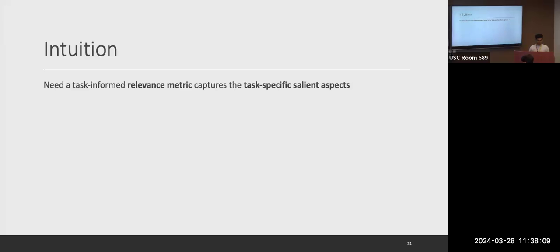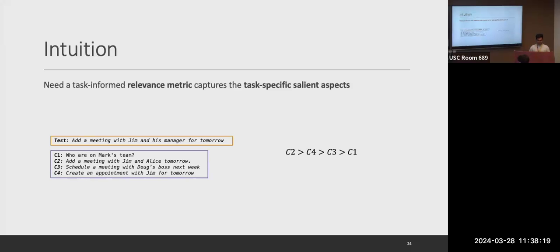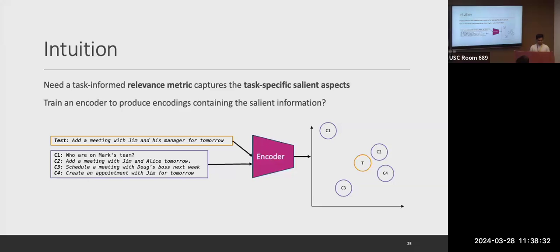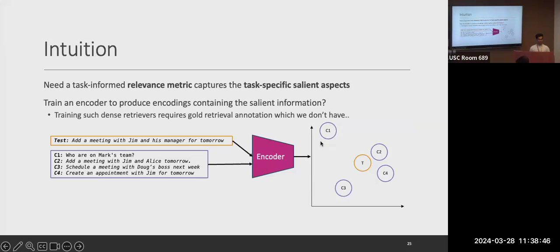So in the next work, we begin from scratch. We think about what we want. We want a task-informed relevance metric that captures the task-specific salient aspects, such that given the test input and these candidates, we get this ranking. Now, obviously, preferably one that's fast and training-free. You could train an encoder, like I mentioned earlier, one that could map C2 close to the test input, C4 a bit further, C3 much more, and C1 just completely far away. But we do not have the gold annotations, so we cannot do that.